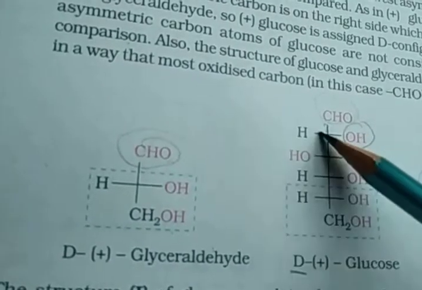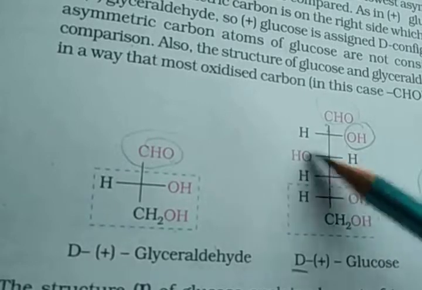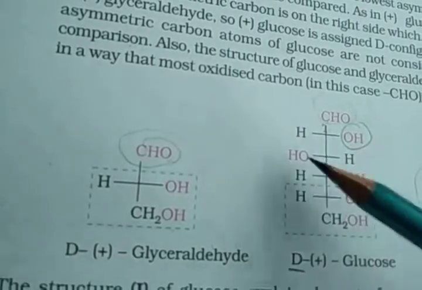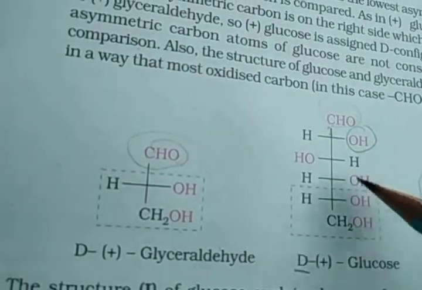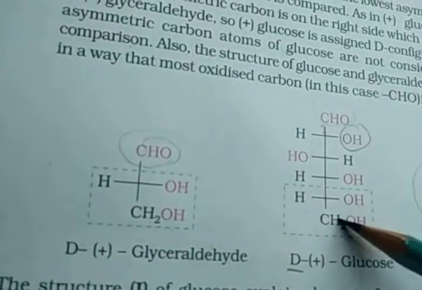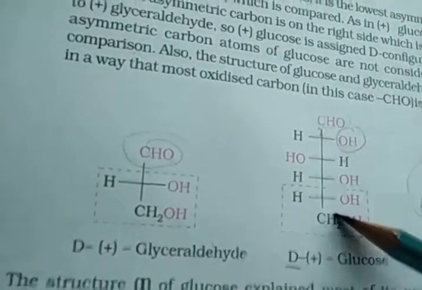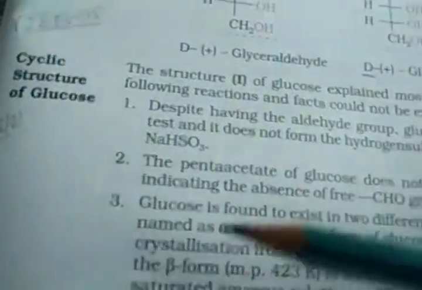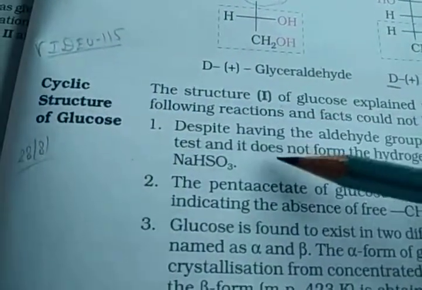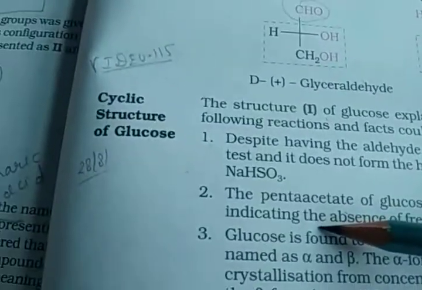The second and third positions are always changeable, HOH and then OH and H on the other side. So this is the glucose structure. It is the open structure. But today we have to study the cyclic structure of glucose.